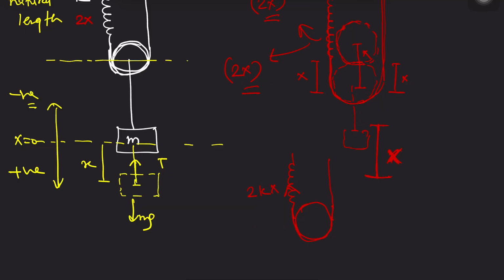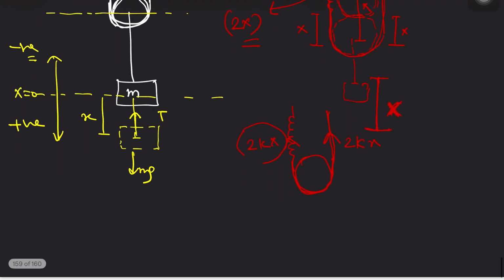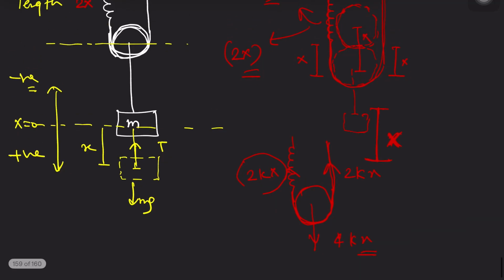So this side the system experiences 2kx force, and this side is also 2kx, because throughout the spring plus string the force is the same, since it is a light spring plus string combination. So this is 2kx, this is 2kx, so the force is going to be 4kx. The tension that we are going to see here is 4kx.